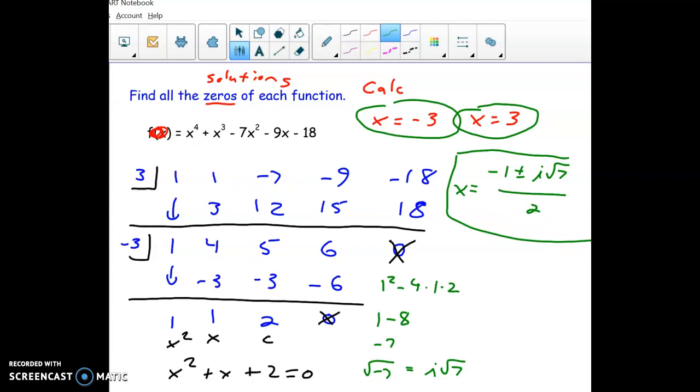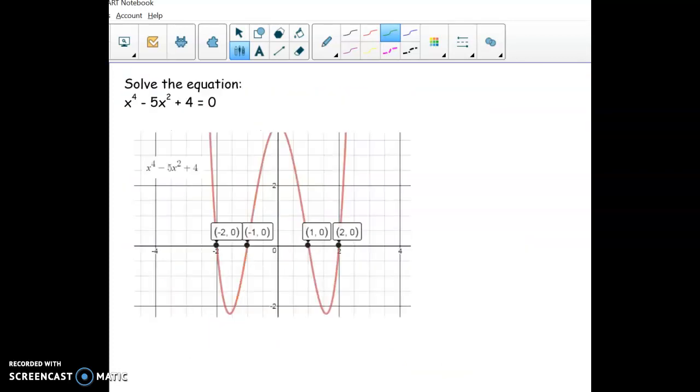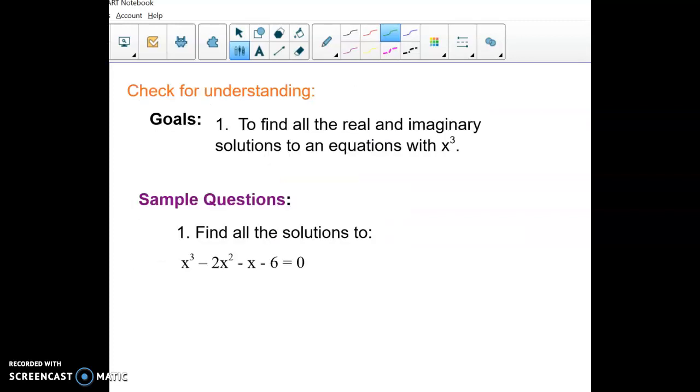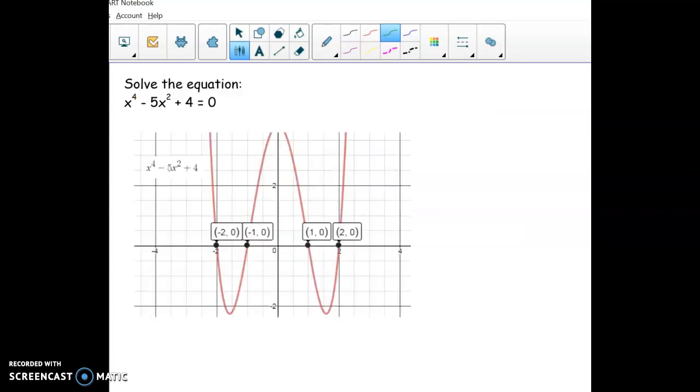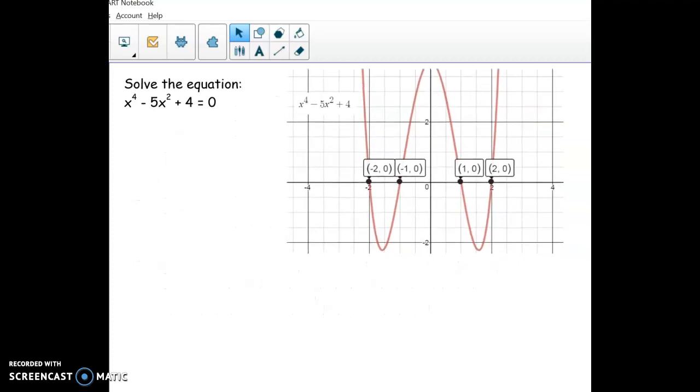Right, because it was an x to the 4th. So let's see, do I have an x to the 5th? No, I don't have an x to the 5th in this one yet. So let's try one more x to the 4th.